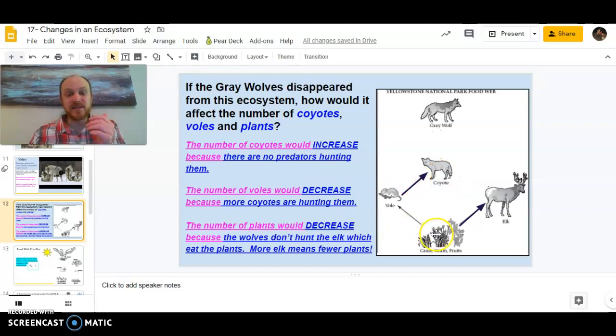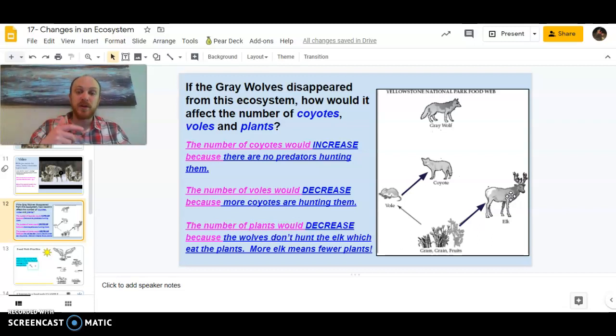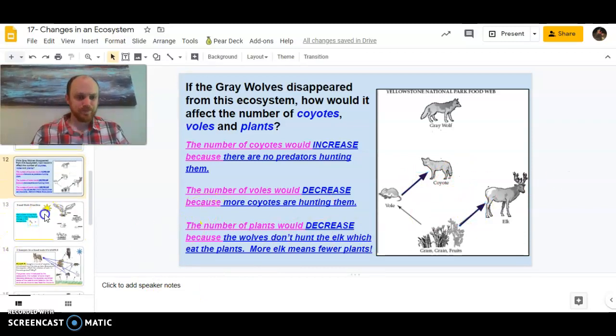And then the plants might decrease because of these elk. These elk eat a ton of plants. They're really big, so they eat lots and lots of plants. And usually the wolves would be taking out some of the elk and keeping their populations low. But no wolves hunting the elk means the elk are going to eat tons more plants, and more elk means fewer and fewer plants. So those are my predictions just based on this food web. This is the type of thing I want you to be able to do. I actually changed the size of the arrows just so you can get an idea of that. You don't have to try to do that necessarily.